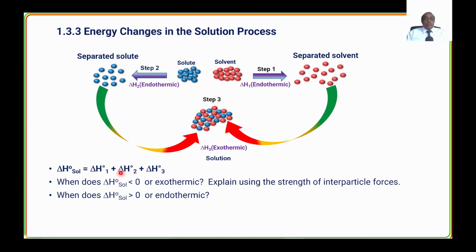Say for instance the enthalpy of solution: if the enthalpy of solution is less than 0, it is exothermic. That means the magnitude of the third step is, in general, greater than the sum of step 1 and step 2, because these two are endothermic and this is exothermic. If the heat of solution is exothermic, this should be a greater value compared to these two. So for exothermic processes, delta H3 should be greater in magnitude than the sum of delta H2 and delta H1.